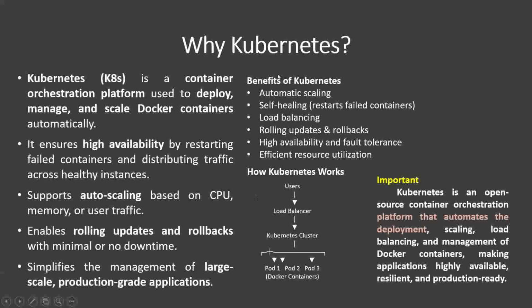The next question is, why Kubernetes? Kubernetes is a container orchestration platform used to deploy, manage, and scale Docker containers automatically. It ensures high availability by restarting failed containers and distributing traffic across healthy instances. It supports auto scaling based on CPU, memory, or user traffic. It also enables rolling updates and rollbacks with minimal or no downtime. It simplifies the management of large-scale production-grade applications.